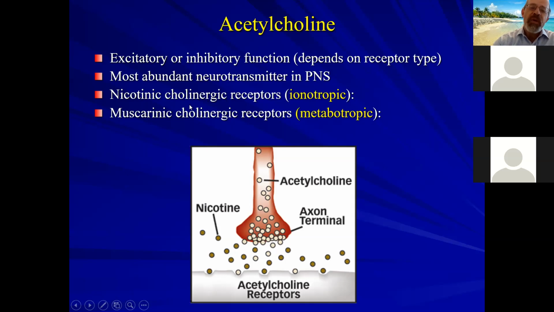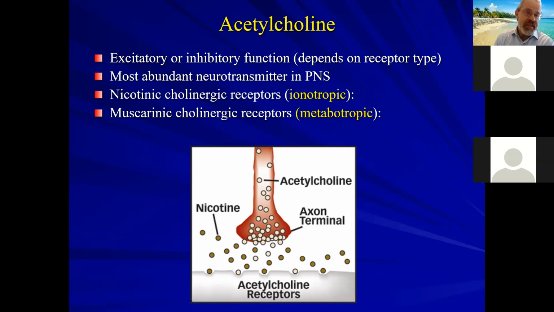The ionotropic receptors are also known as nicotinic, and I'll explain why in more detail a little bit later, but for now, just know that the molecule nicotine, say for example, found in cigarettes as well as other things, also binds to this same receptor, so it's called nicotinic.